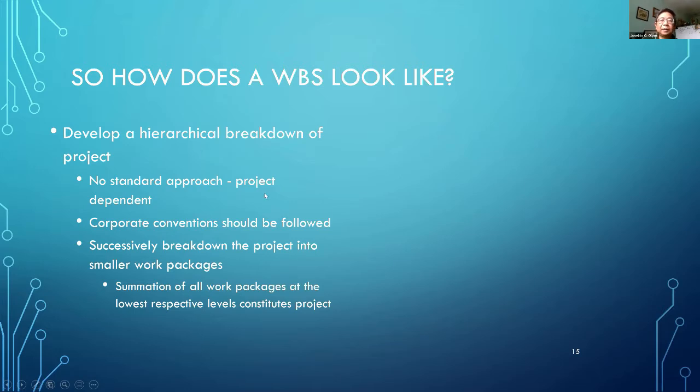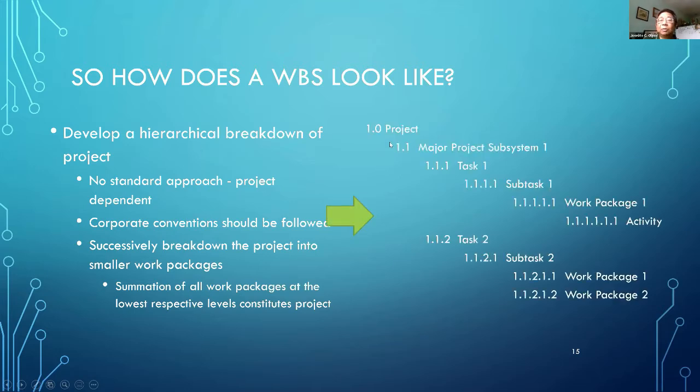So how does it look like? Like this. We're in the highest level, which is 1.0, the project. And then for the next one, which is 1.1, that's the major projects as system. This is level 1. Then you have level 2, which is task 1, task 2, or sub-project 1, sub-project 2. Then you have 1.1.1, subtask 1, 1.1.1, work package 1, 1.1.1, then the activity. There's a rule, 5 levels down kayo.